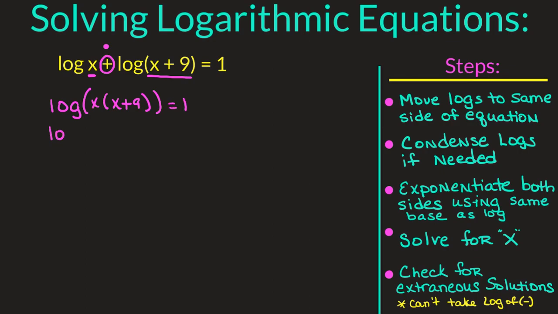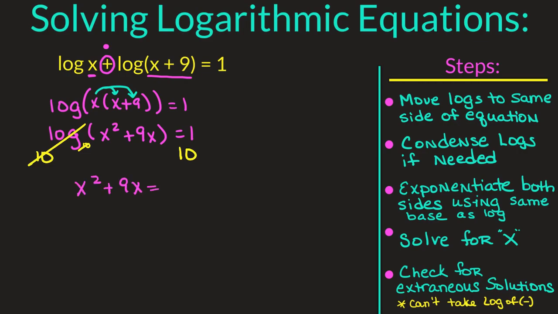So now we have log of x squared plus 9x equals 1. Because, don't forget, you need to distribute this x to everything inside. So that's where the x squared plus 9x comes from. So now you need to get rid of the log by exponentiating both sides. Remember the base is 10. So the log base 10 and 10 will cancel. And then you have x squared plus 9x equals 10 to the 1 power equals 10.